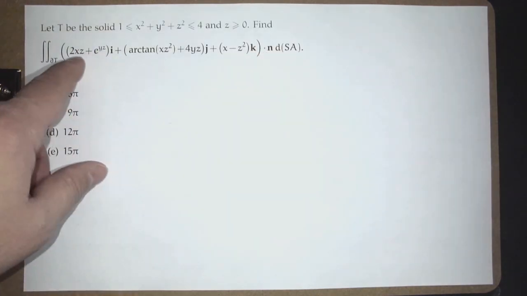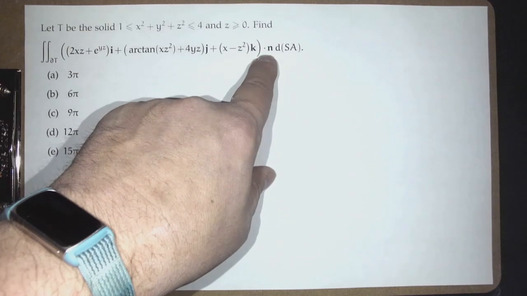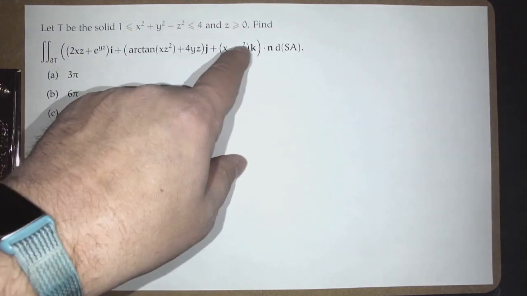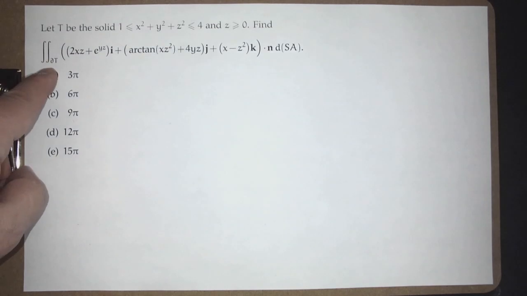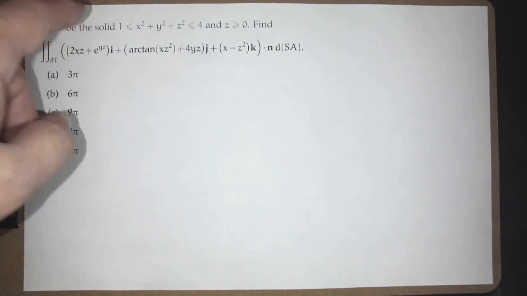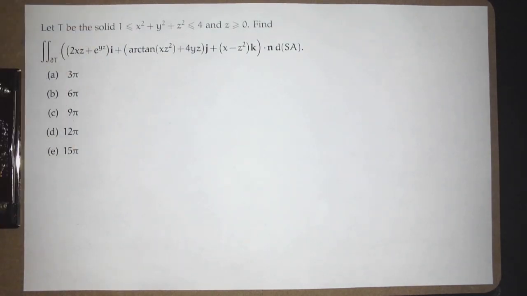Dot n. When you see a vector valued function dot n, that's a flux through the surface. So you're finding flux through the surface of the boundary of the solid. When you see a solid, and flux through the surface of its boundary, what's the tool? Gauss's divergence theorem. So this is a divergence theorem problem.